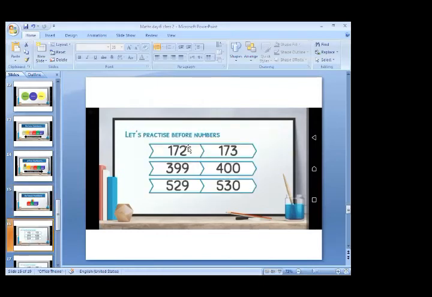Now let's practice before number. Here the number given is 173. So first thing, which number comes before 73? 72 comes before 73. So we will write here the number that comes before 173. 172 comes before 173. Now for the before number, you will count backward. So which number comes before 400? 399 comes before 400.